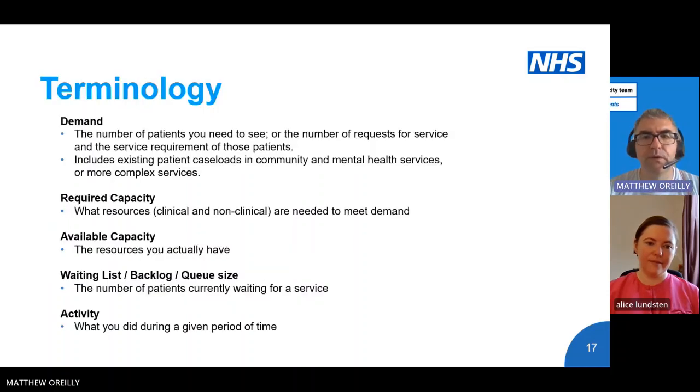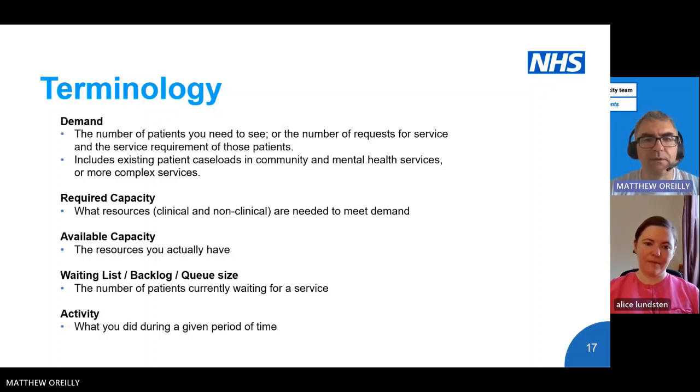I'm going to move on to consider some of the terminology used when we're discussing demand and capacity and also in modelling. We'll start with demand. This might be the number of referrals, the number of requests for the service that you're providing, the number of patients that you need to see. And this can include existing patient caseloads in community and mental health services or more complex services.